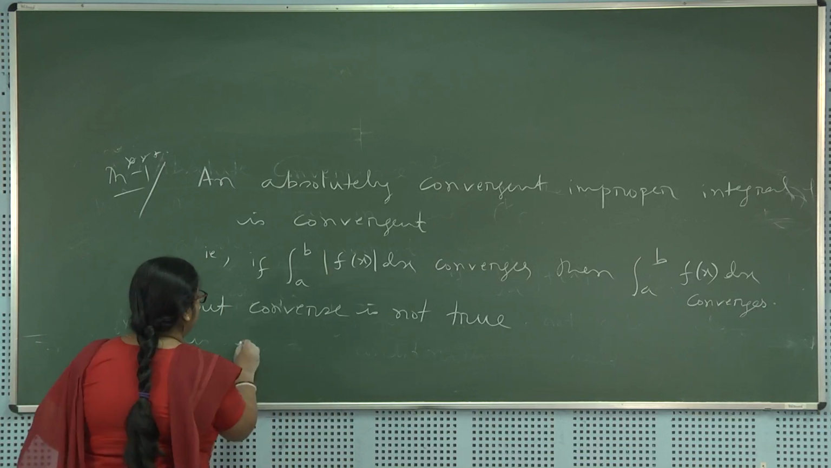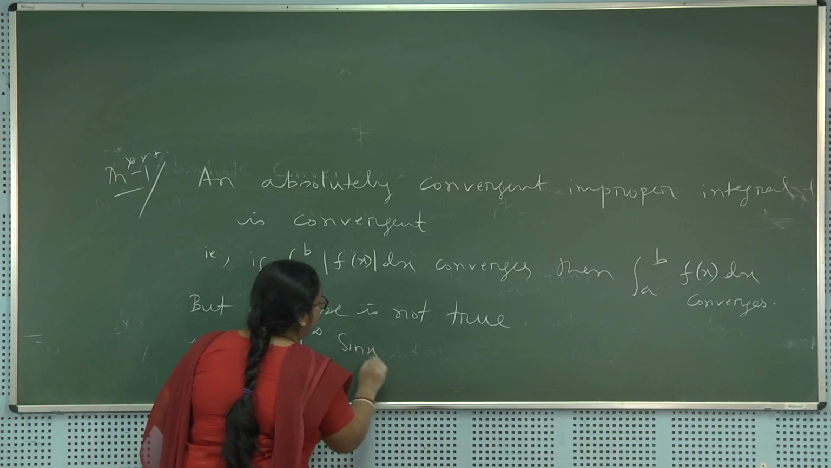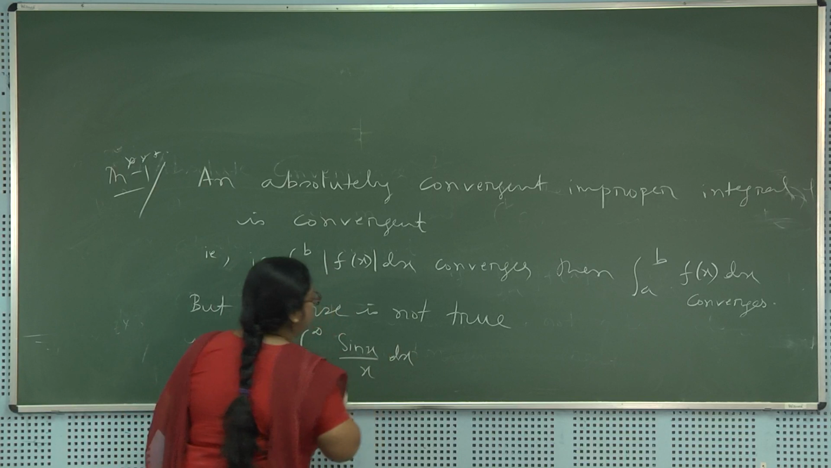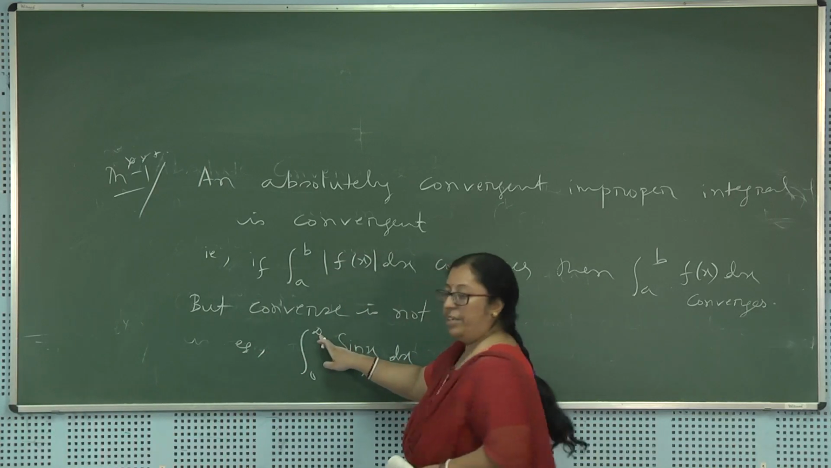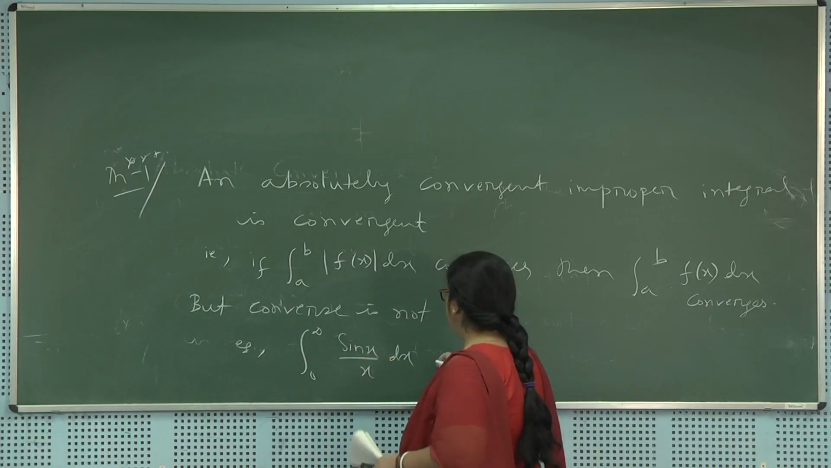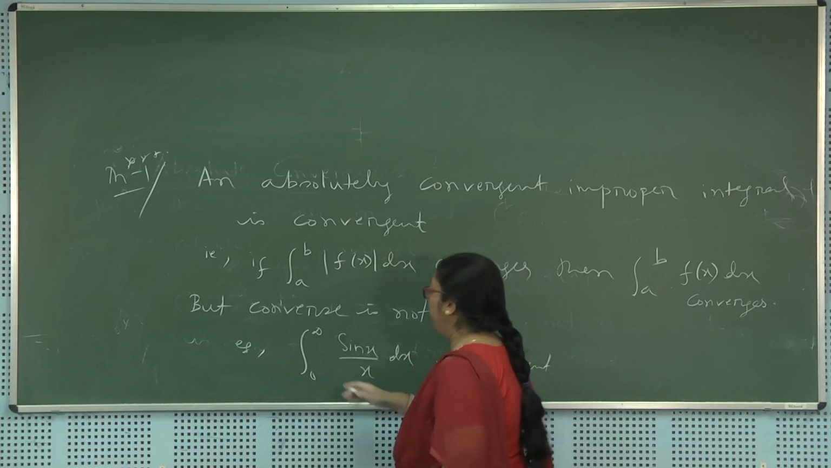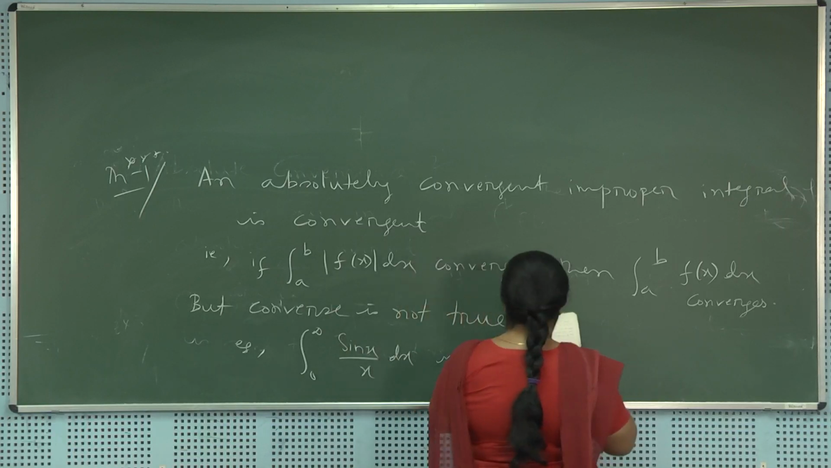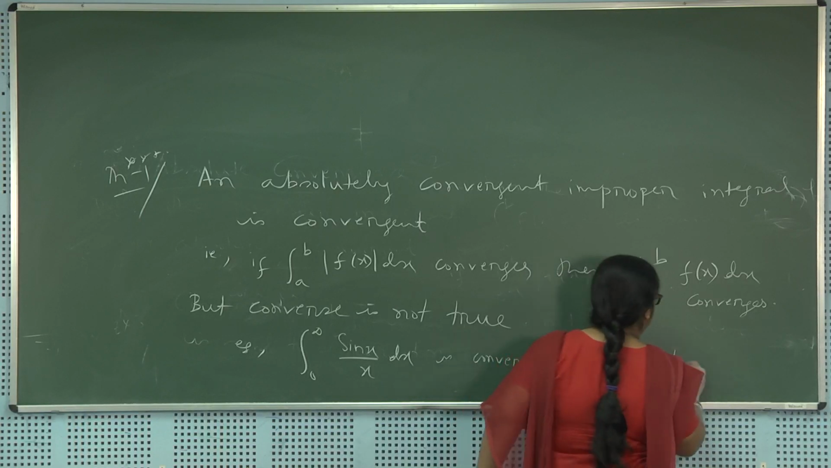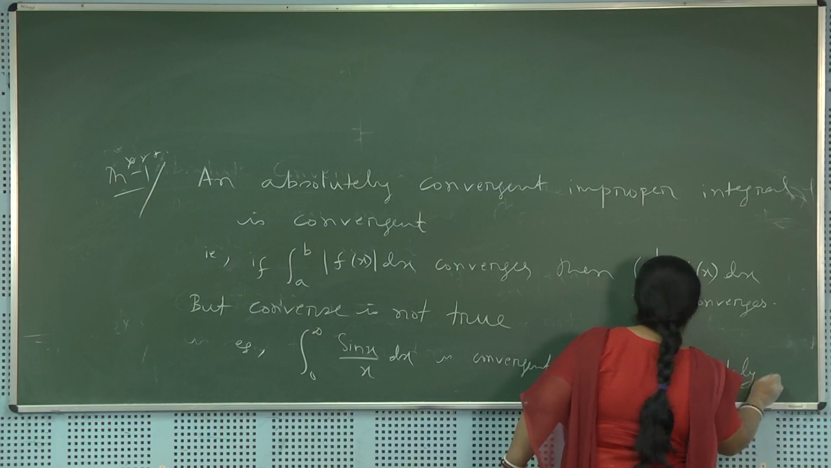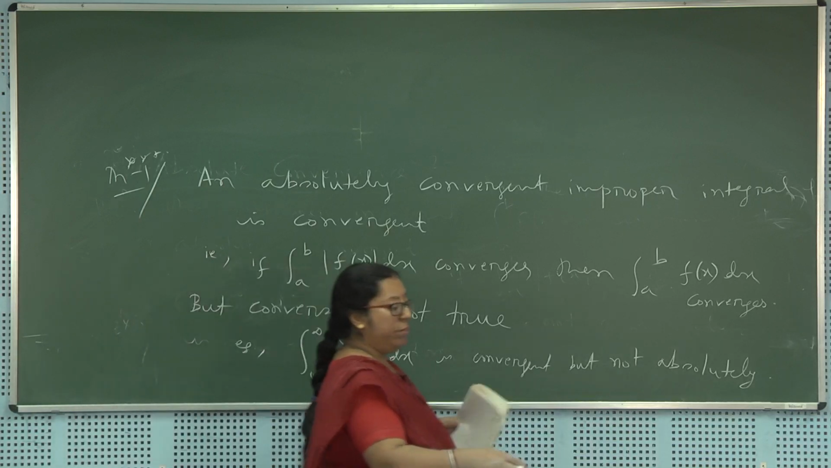For example, I can give the example integral 0 to infinity sin x upon x dx. This is a very good example. So, we can show that this integral, that is 0 to infinity, see the range, sin x upon x dx is convergent, but if you take its absolute value, that is 0 to infinity mod of sin x upon x, it is not. So, convergent, but not absolutely. Okay. Let us do some problems in this direction.